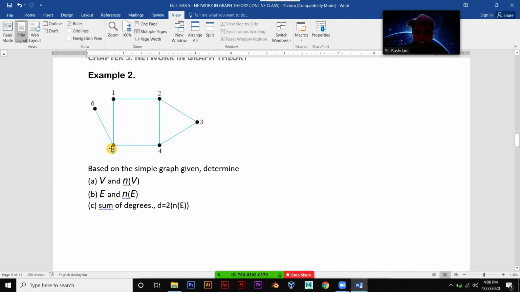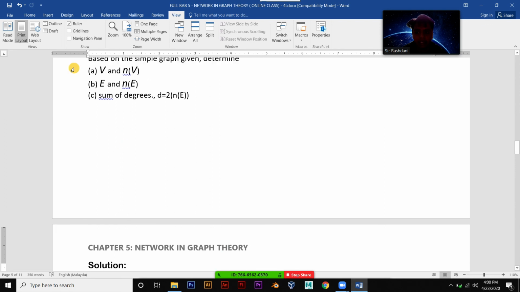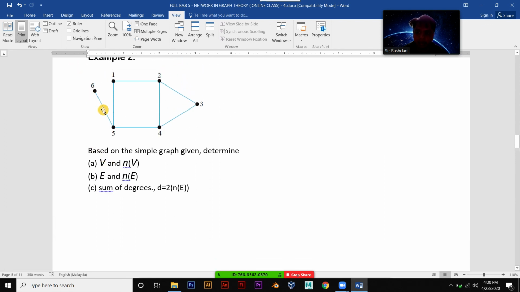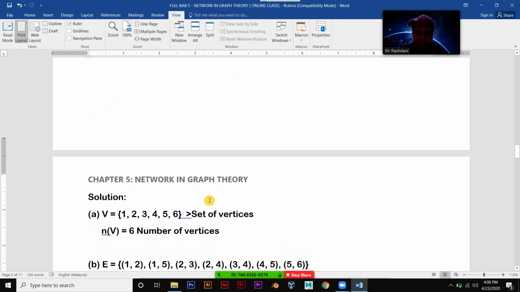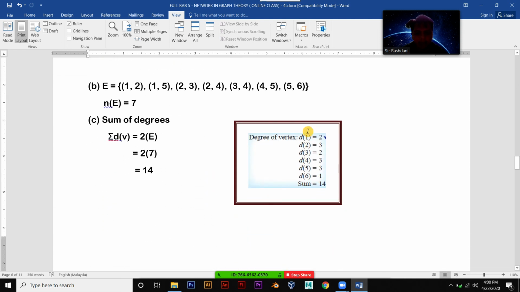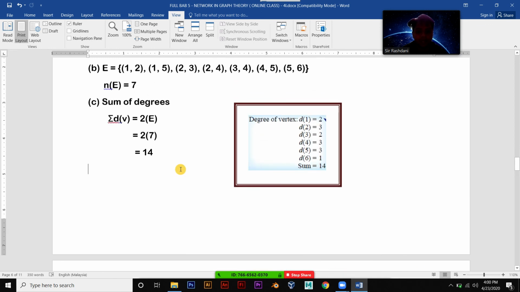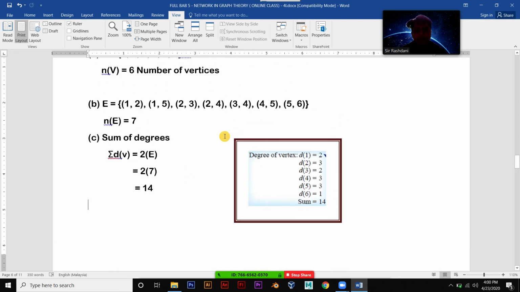Vertex 6 has only 1. There is no other connection here, so just 1. After that, when you sum them, you get the sum of degrees equal to 14, the same as here. That's how we do it. That's all. Thank you.